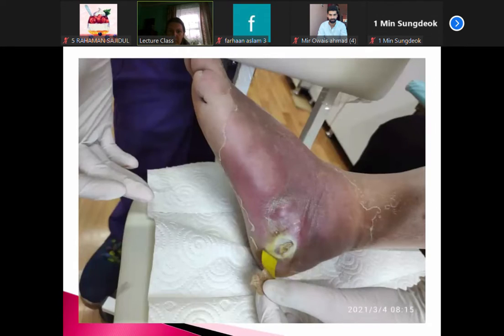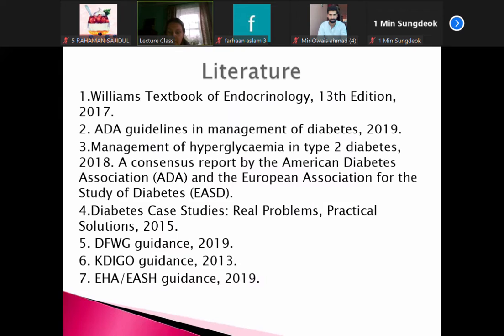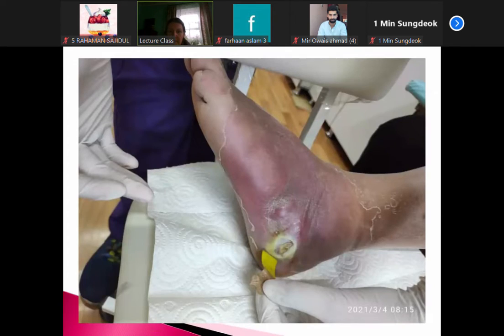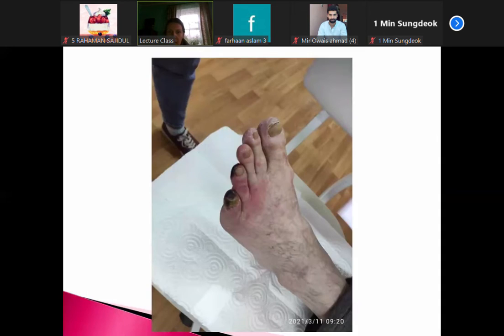That's my patient. It's ischemic, gangrene here. No, this is an infected ulcer, because the person does not feel injury during walking. This is a classical neuropathic ulcer in a patient with absolute loss of sensation, no sensation at all.